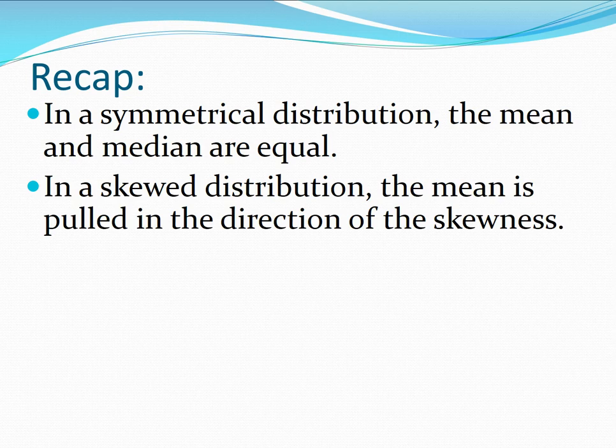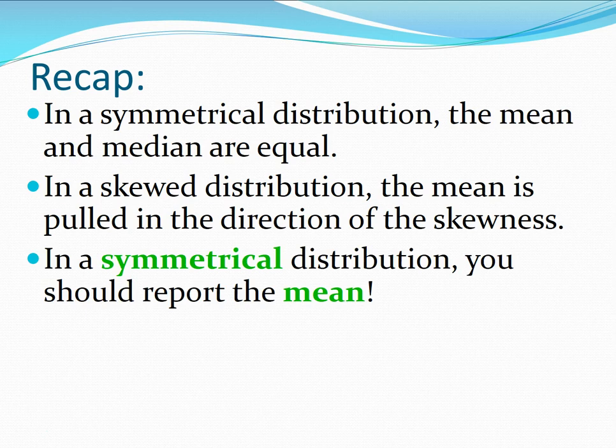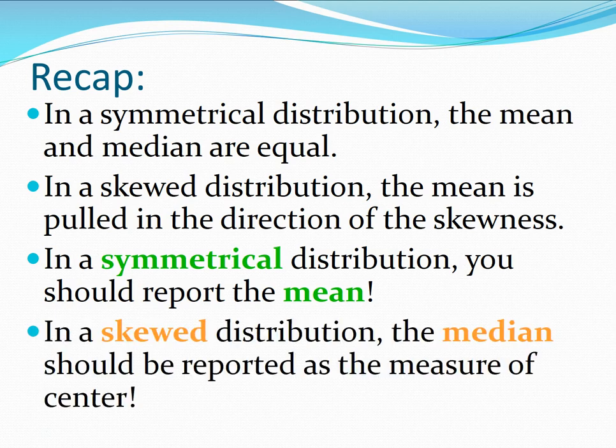In a skewed distribution, the mean is going to be pulled in the direction of the skew. So in a symmetrical distribution, you should always report the mean. If I give you a symmetrical distribution and I ask you to describe it, you want to talk about the mean. But in a skewed distribution, you don't want to talk about the mean. You want to talk about the median. Because remember, the median is resistant to the outliers and the mean is not. We want to talk about the median in a skewed distribution.